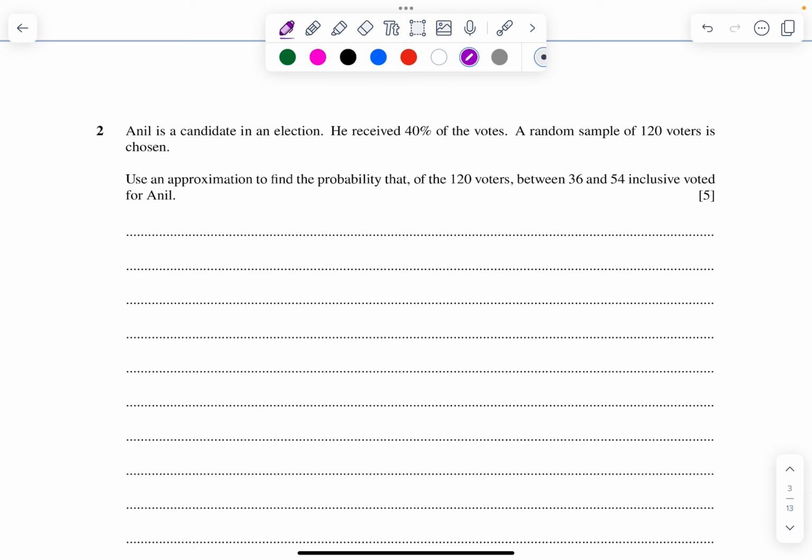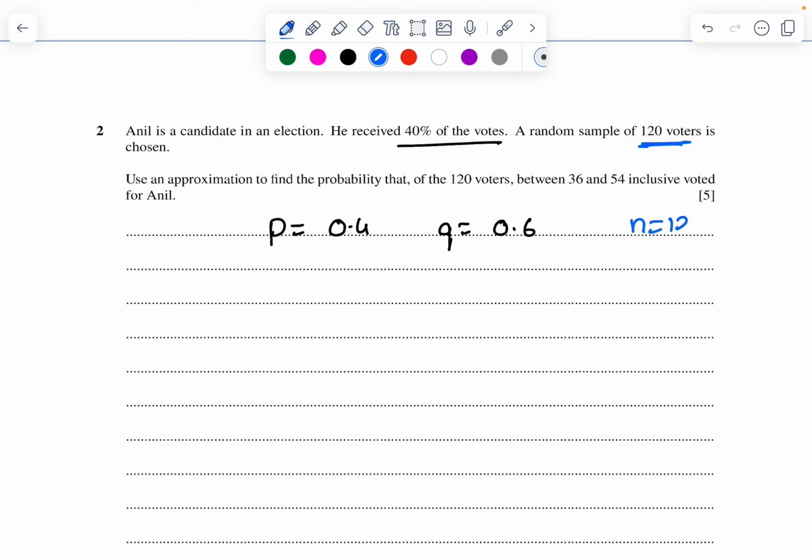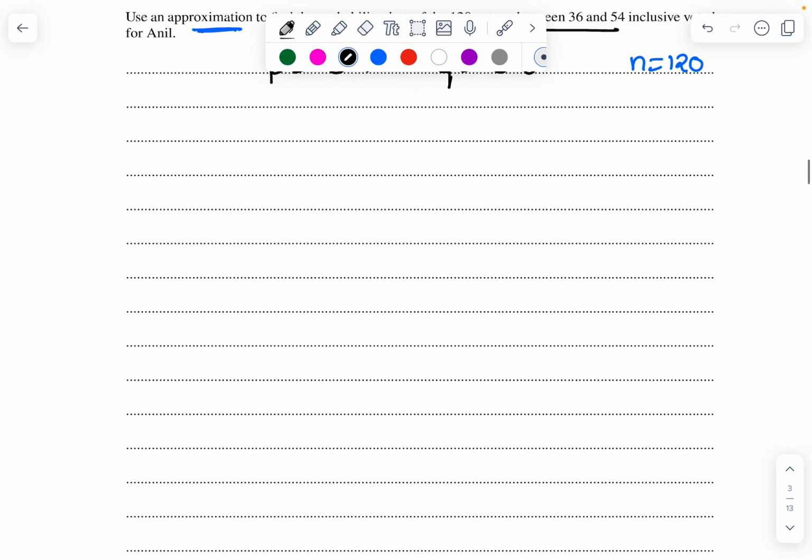Next, question number 2. Anil is a candidate. In an election, he receives 40% of the votes. So probability of success is 0.4. So probability of failure will be 0.6. A random sample of 120 voters, n equals 120, is chosen. Use the approximation to find the probability of 120 voters between 36 and 54.